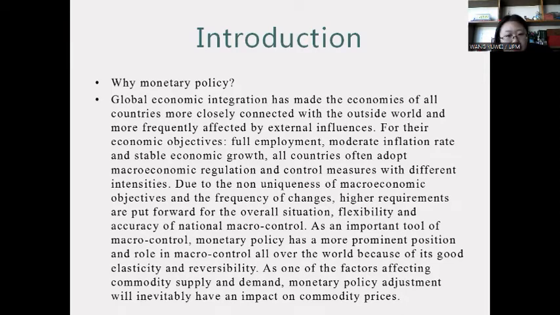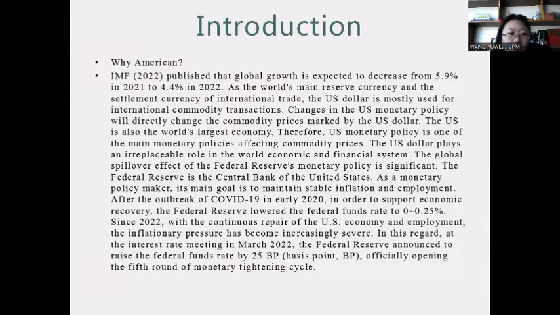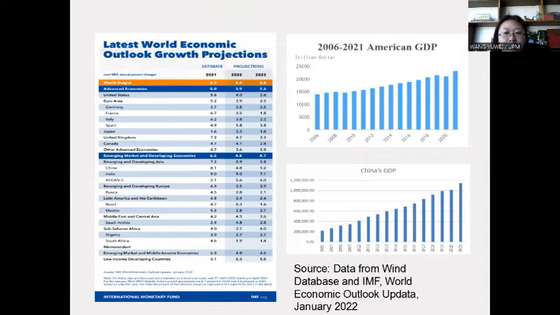all over the world. And why I choose America: it sets the monetary policy and is the settlement currency of international trade. The US dollar is mostly used for international monetary transactions, and changing the US monetary policy will directly change the commodity prices marked by the US dollar. And this is the data of American GDP and China.